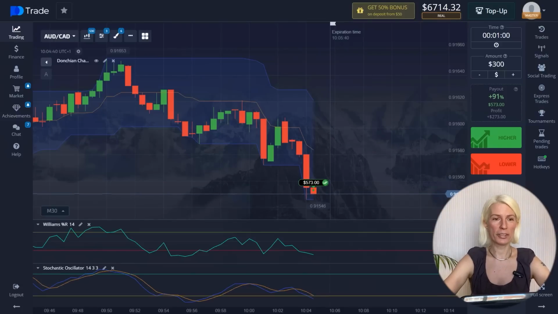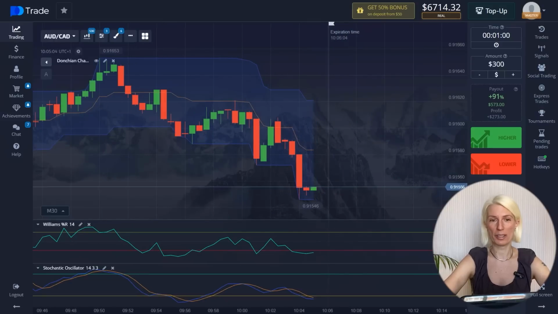We made another profit and added $273 to the account. The increase is small but pleasant. You can continue trading now and again select the most optimal entry point to the trade. The price is located near the lower limit of the Donchian indicator and is gradually increasing.